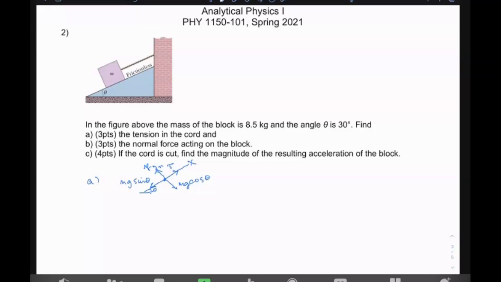So now, to do part A, I just want to find the tension in the cord. And if I sum the forces in the x direction, I see that plus T minus mg sine theta is equal to 0. So the tension is equal to mg sine theta, which is equal to the mass, 8.5 kilograms, times 9.8 meters per second squared, times the sine of 30 degrees. And then when I put in the numbers in the calculator, I get the tension is 42 newtons.